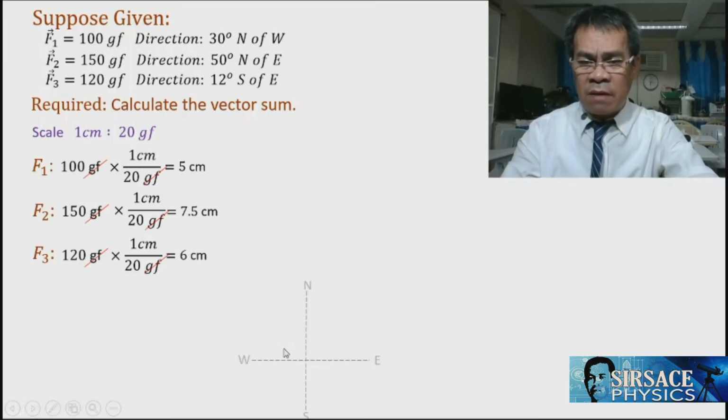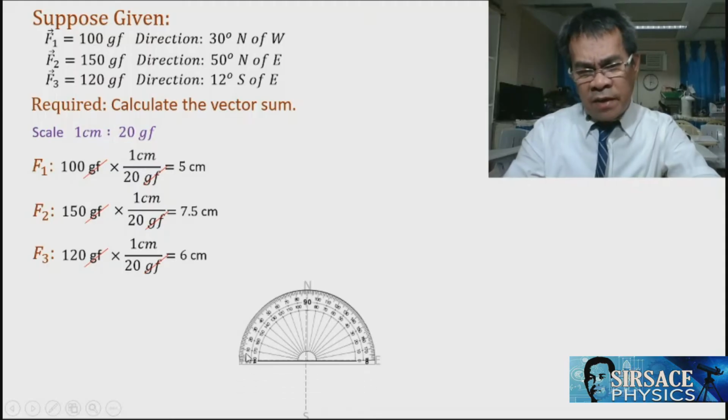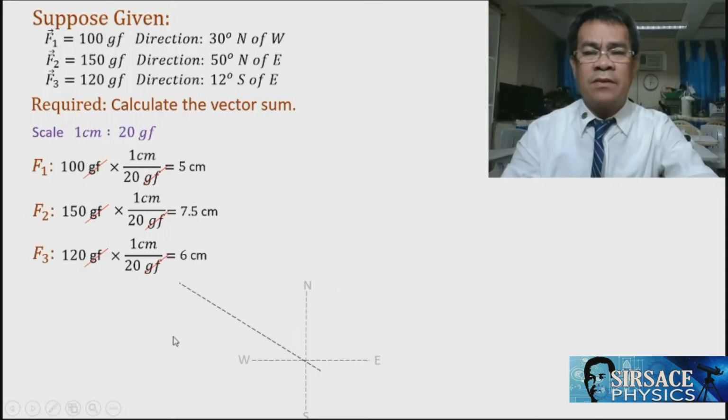So in order to come up with a drawn to scale, we need to use a protractor. Then find the 30. So 10, 20, 30. So mark your pencil here. Then connect a line from here, the straight line. Okay? So this is now 30 degrees drawn to scale.